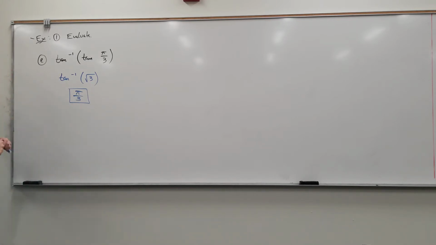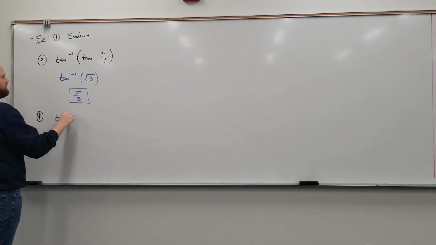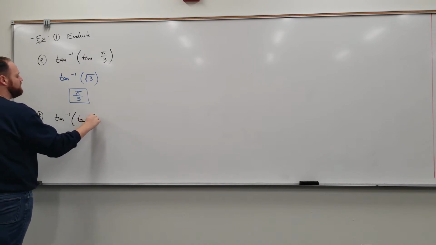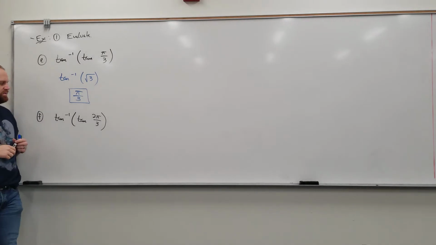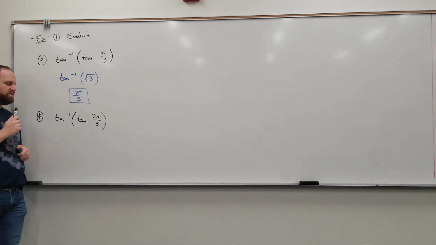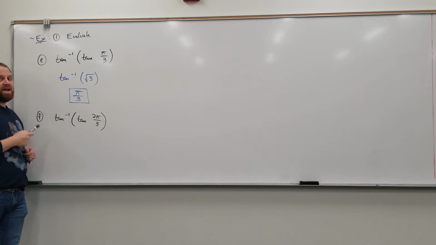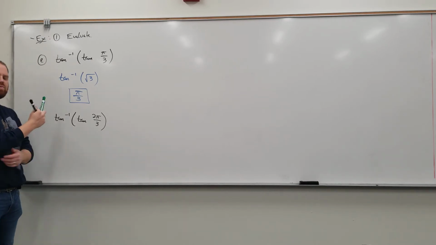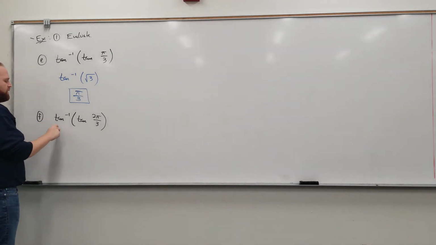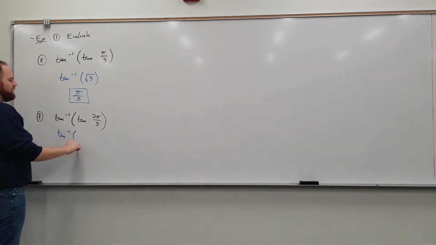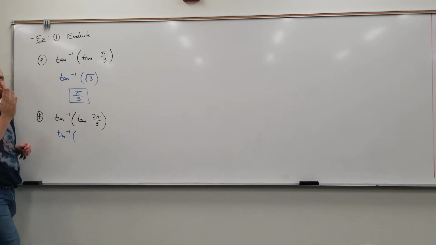But now contrast that with this one. Let's do tangent inverse of tangent of 2 pi over 3. We are not going to get 2 pi over 3 as our answer. Some of you may see why already, but let's just work through this the same way we worked through the previous one. So in this case, we'd be looking for tangent inverse of tangent of 2 pi over 3.